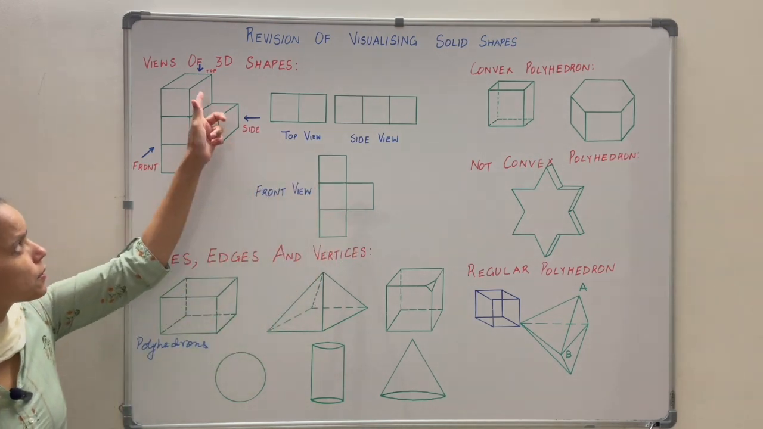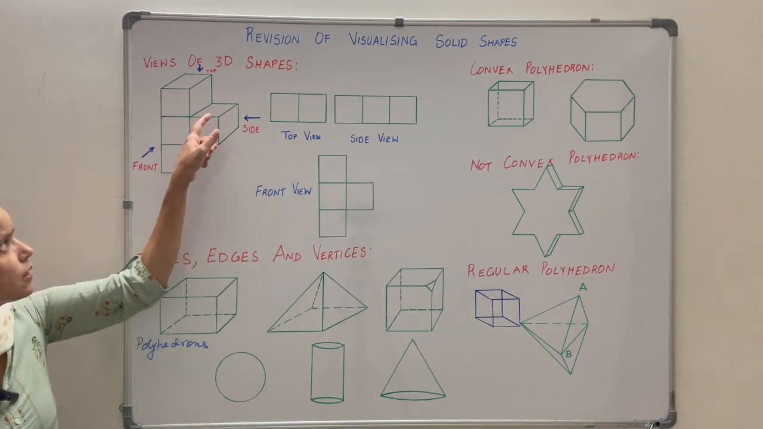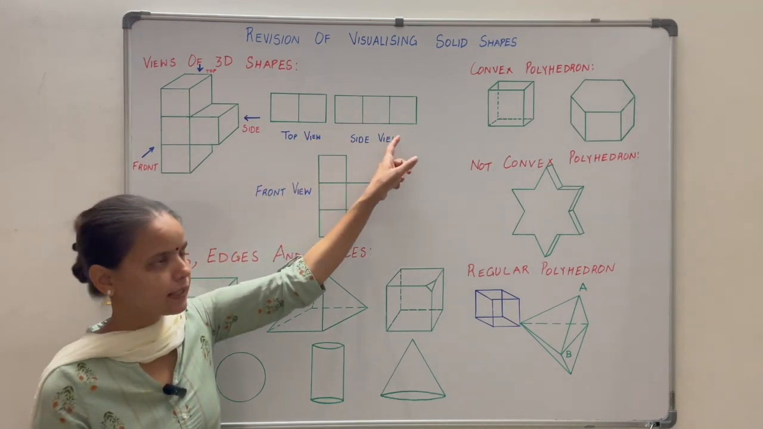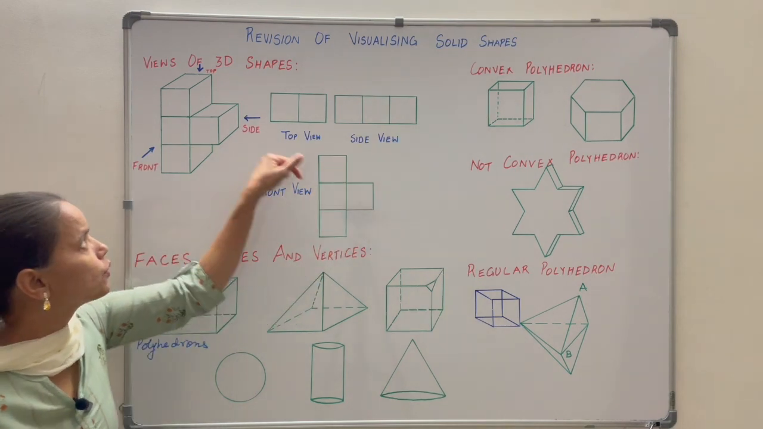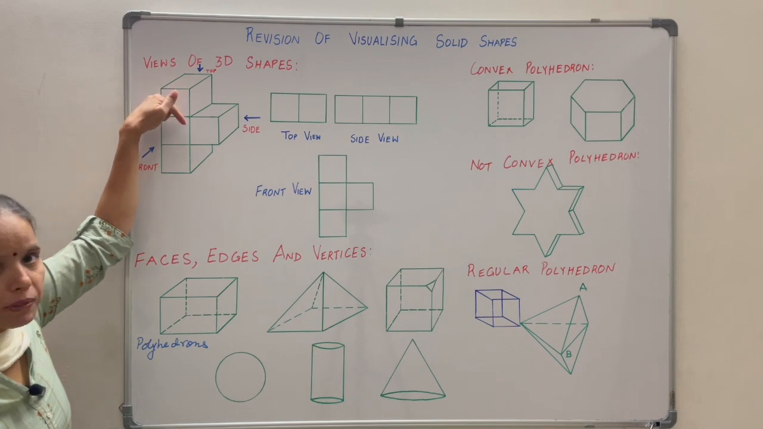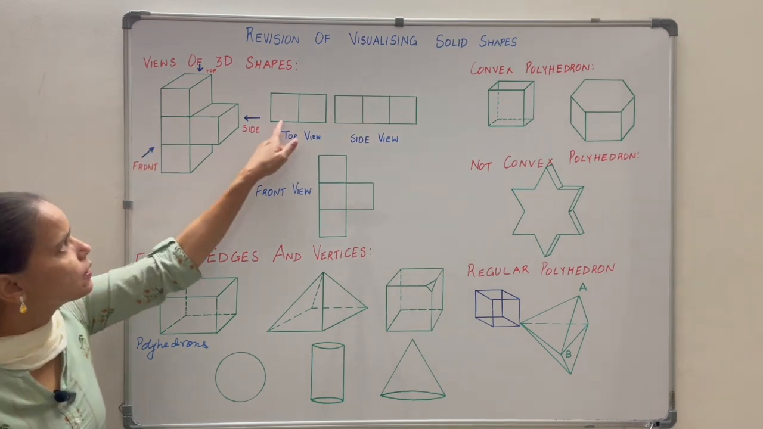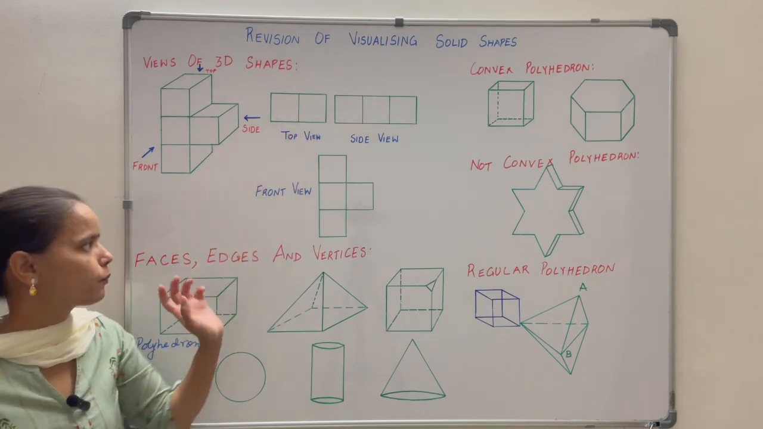Whenever you are seeing it from the side, this square and this square will be seen. The depth will not be seen. These 3 squares will appear in the same line. So that is the side view. Top view: when you see it from the top, this height will not be seen. So these 2 squares will be seen in one line. So this is the top view.